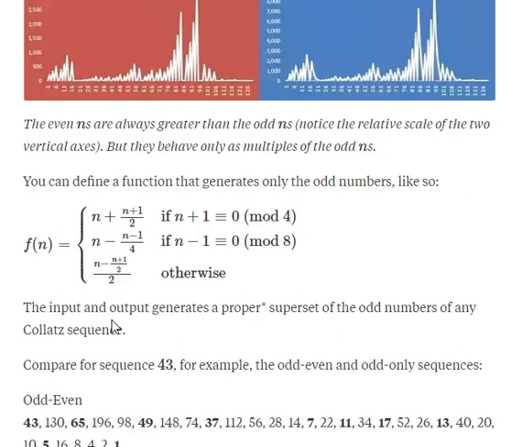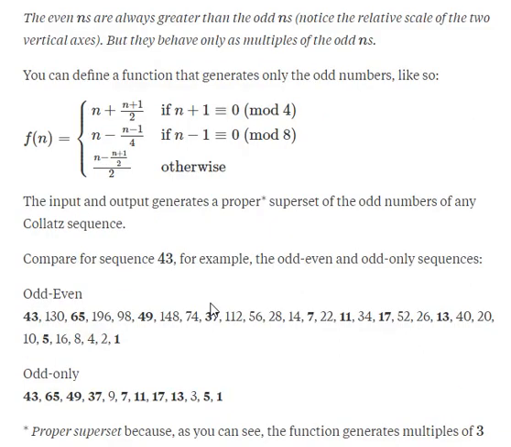What I want to do here is prove to you that the input and output generated by this function is a proper superset of the odd numbers of any Collatz sequence. So let's compare the conventional sequence with the odd-only sequence. For sequence 43, for example, the odd-even sequence is this long series of numbers: 43, 130, 65, 196, 98, 49, ending with the usual 5, 16, 8, 4, 2, 1.